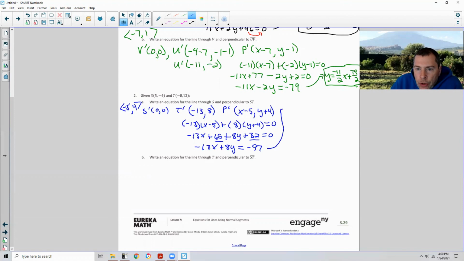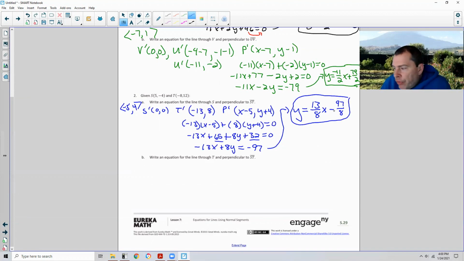So then I convert it to slope-intercept form, which is negative a, which is a negative 13, or 13 over b times x plus c over b. But in this case, it's a negative over a positive. So instead of saying plus a minus, I'm just going to say minus 97 over 8. So my equation is y equals 13/8 x minus 97 over 8.